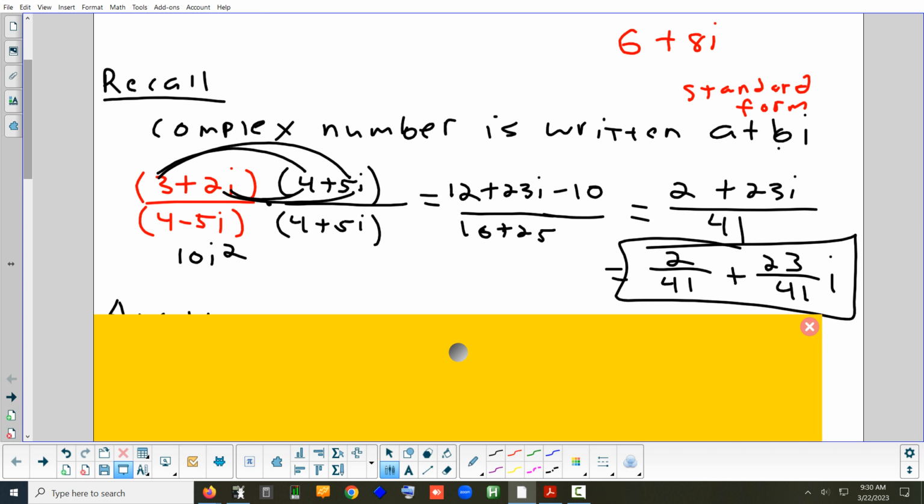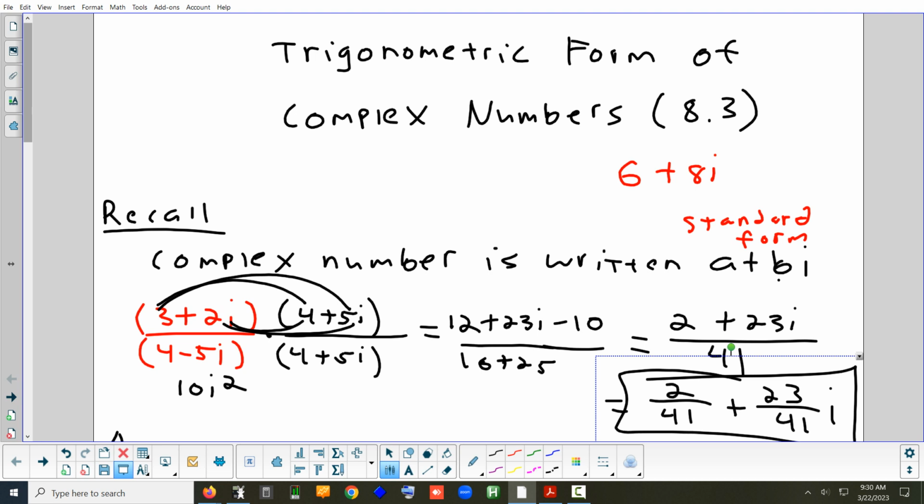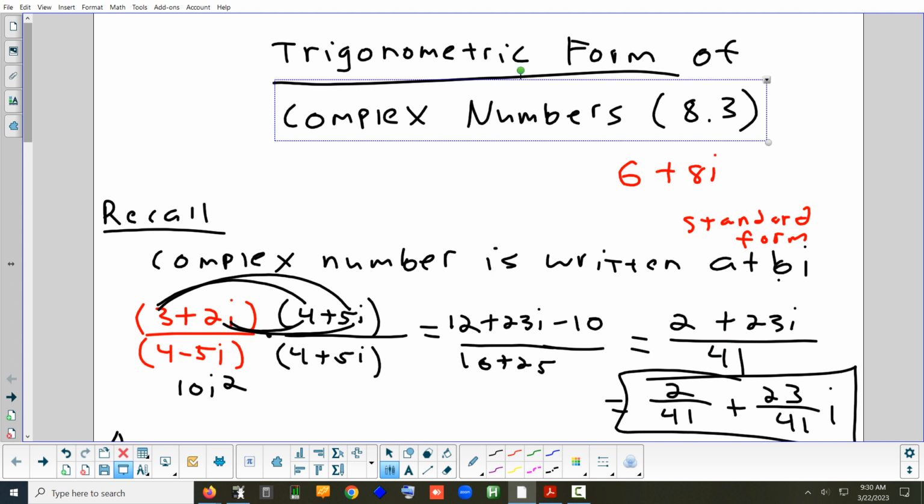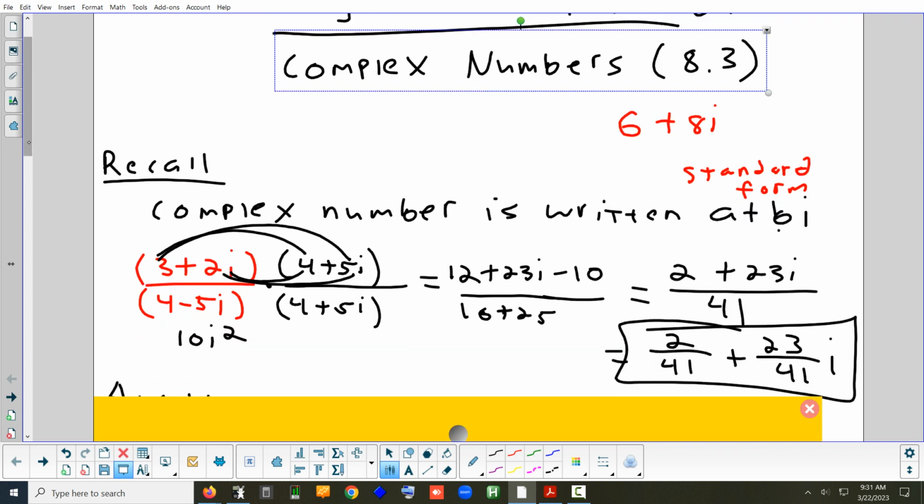You got to remember the conjugate. You got to remember I squared is negative 1. You got to combine like terms. Then you got to separate it out into a real part and an imaginary part. Well, there's a much easier way to do all that. Instead of writing complex numbers the way we're used to writing them, there's a different way to represent them, and it's called trig form. And that's what we're going to look at in section 8.3 and 8.4, trig form.